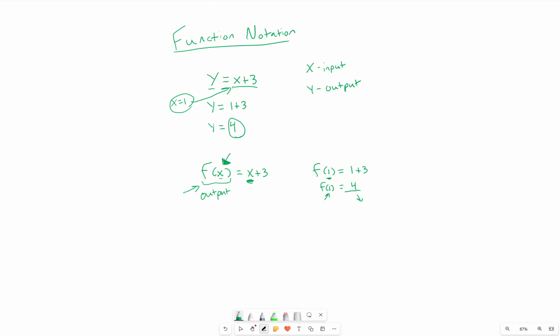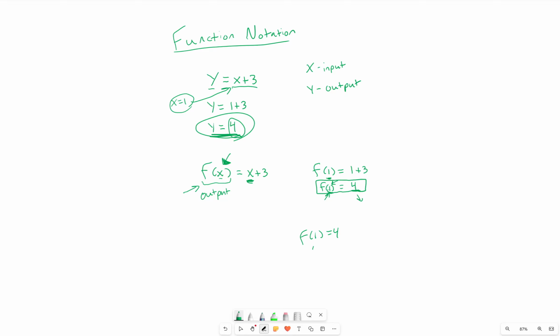Why we like this notation is because it easily shows us what number was plugged into the function that gave us this output. So it quickly shows the pairing of the input and the output. Whereas in this notation, y equals 4, we didn't know what the input was just by looking at this. Okay, and so here we go, I'm going to rewrite it. F of 1 equals 4.